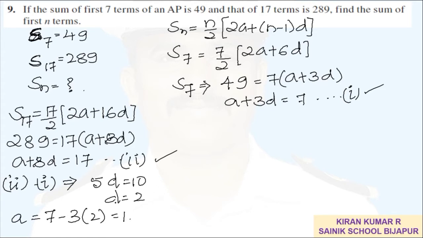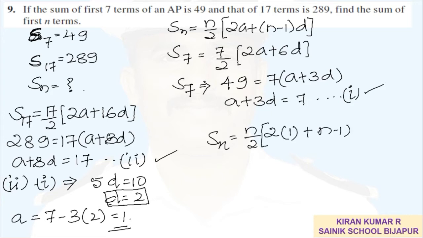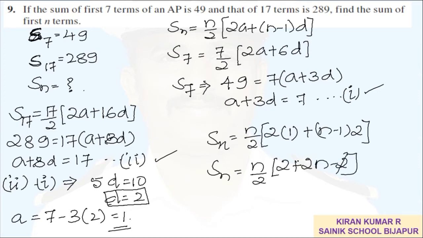With these values of d and a, I will use the general formula for Sn, which is n by 2 times 2a. It is 2 times 1 plus n minus 1 times d, which is 2. So Sn will be equal to n by 2 times 2 plus 2n minus 2. This 2 will get cancelled. This 2 also will be getting cancelled. So we get n square. So the sum of n terms is n square.